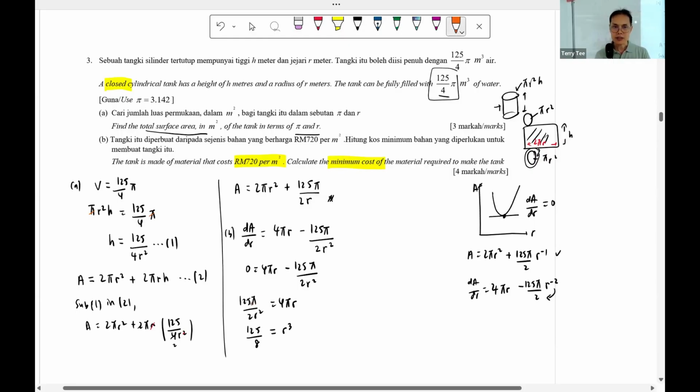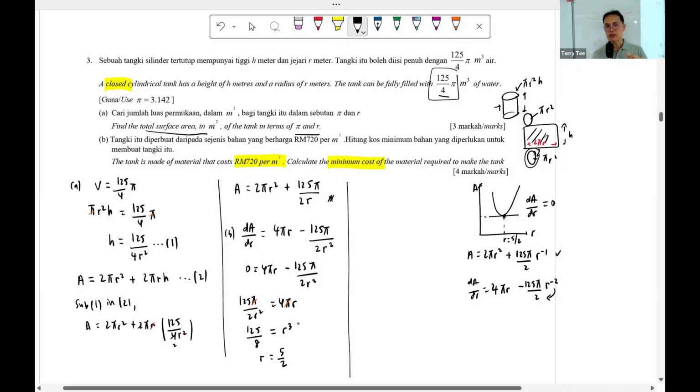Okay, let me just cancel pi here, right? So your r cubed is 125 over 8. Cube root of 125 is 5. Cube root of 8, answer is 2. Guys, I got my r value now. But remember, r value simply means this. This is your r value, 5 over 2. I need to find my minimum area.